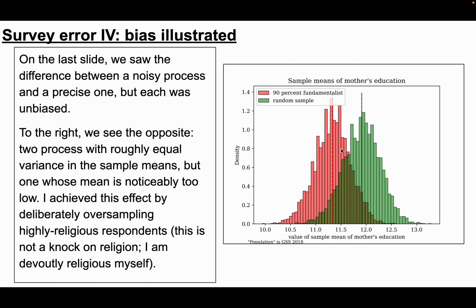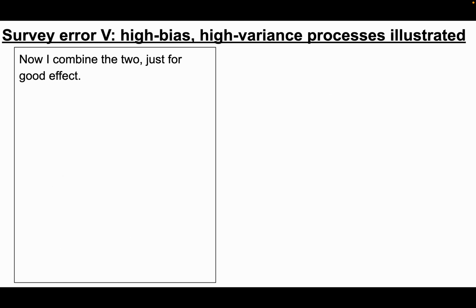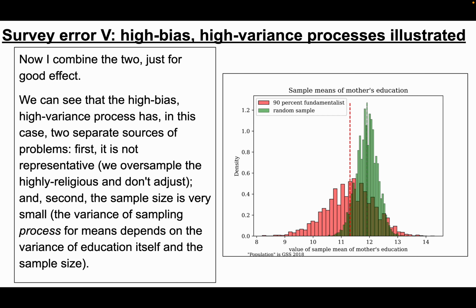So this would be an example of a biased process, but one that's essentially got the same variance as another process. By the way, you can have processes that have zero bias, but it's almost impossible to have sampling processes that have zero variance. So finally, let's combine the two just for good effect. I'm actually redoing the whole simulation here, so I'm not just combining the last two slides. Ignore this text here for a moment and just look at the picture.